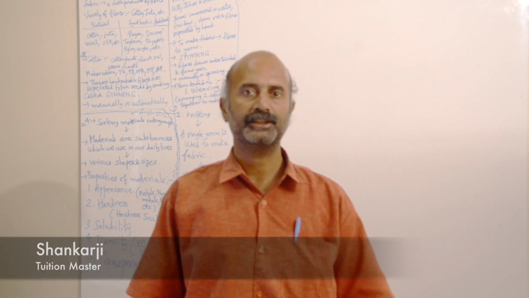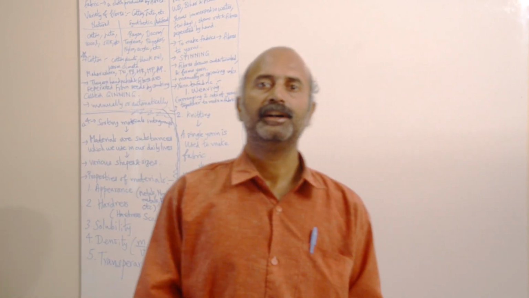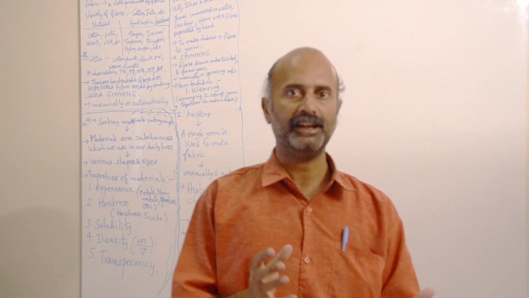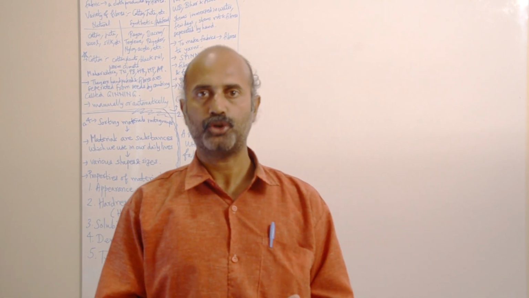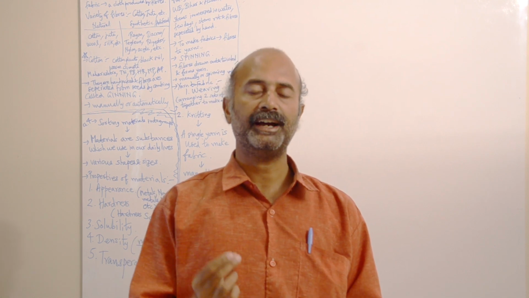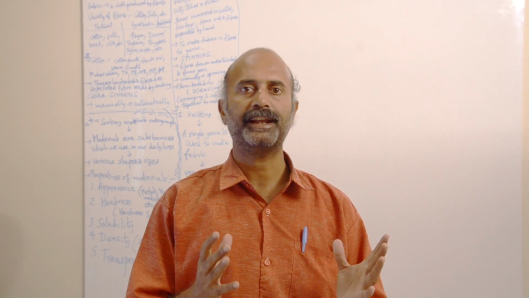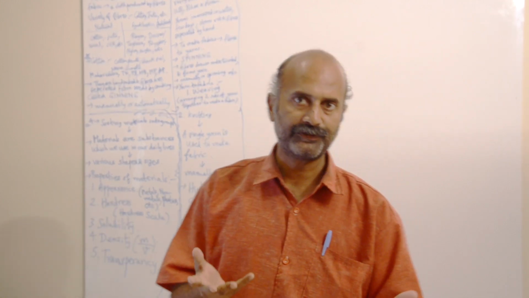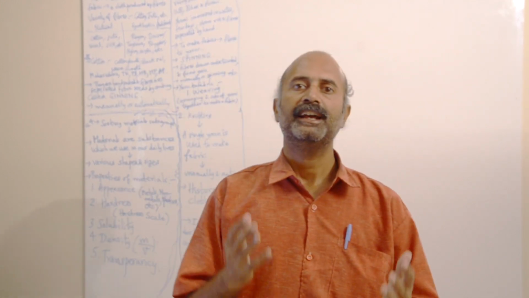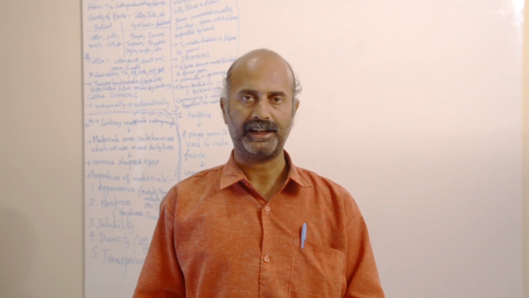Today we will be discussing chapter 3, fiber to fabric. First of all, what do you mean by fiber? Fiber is a thread or a filament obtained from plants normally, or sometimes from animals as well, to make a piece of cloth known as fabric. That is known as fiber. And what is fabric? Conversely, a textile which is made from fiber is known as fabric.